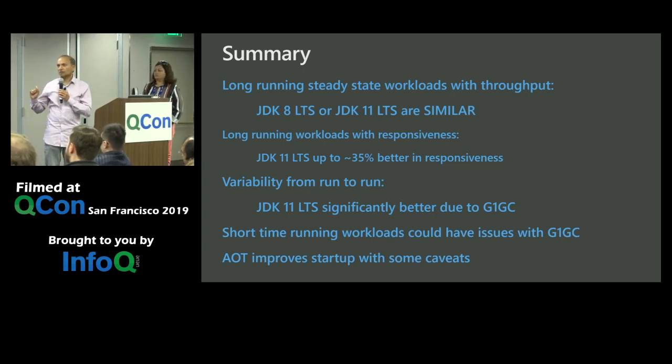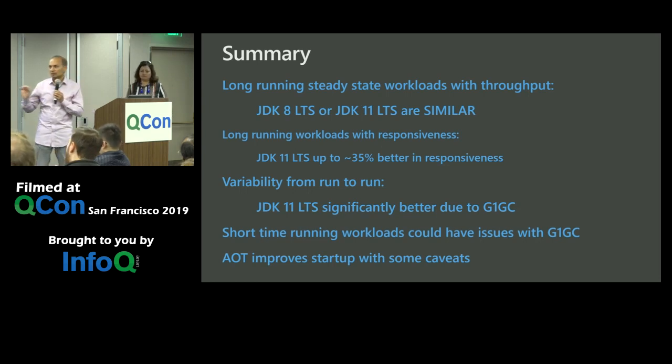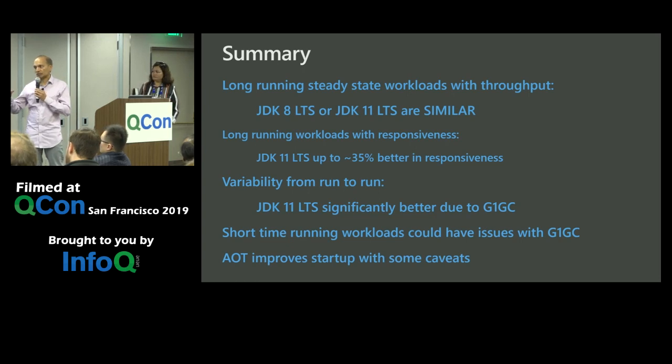You would also see significant improvement in your variability. And the thing we found to relate to it is mostly the change from parallel GC to G1 GC, because those pause times give you more consistency and better response time, the end-to-end response time.